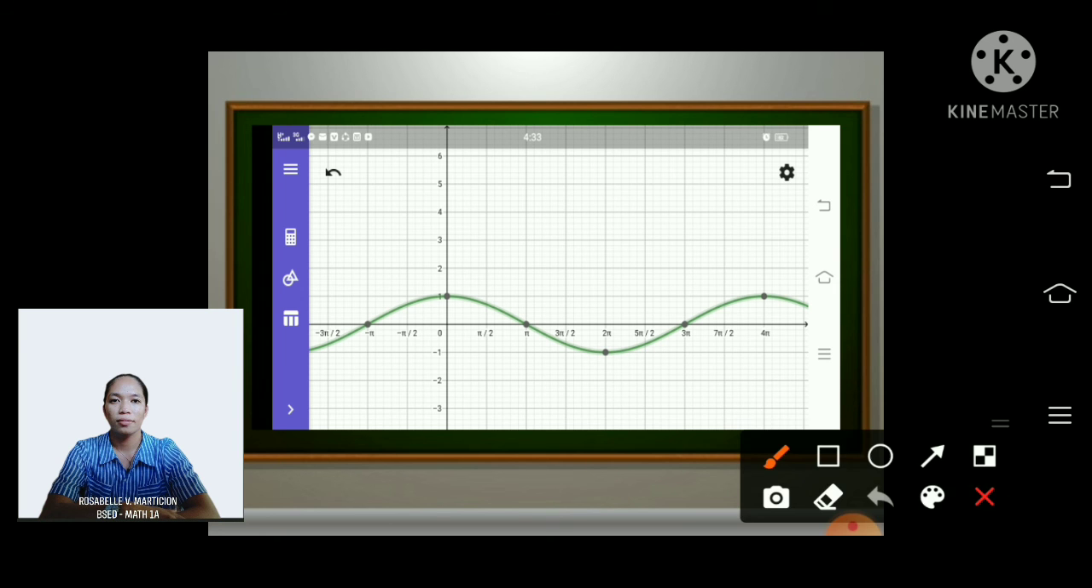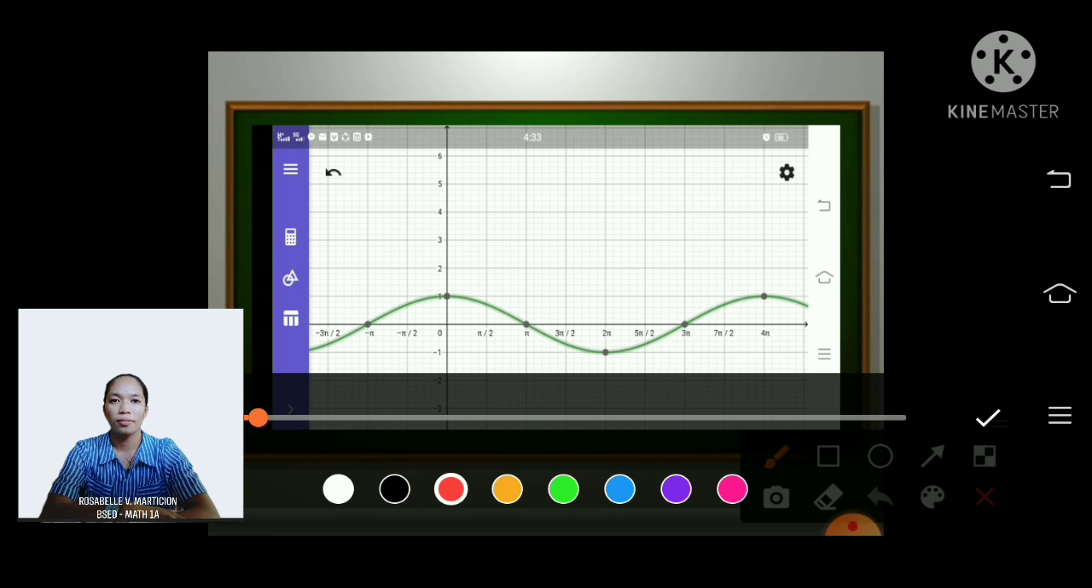So the amplitude is 1. The amplitude is measured over there. And the maximum point is the highest peak of the graph. So the maximum point is the violet circle. And the minimum point is the lowest point of the graph.